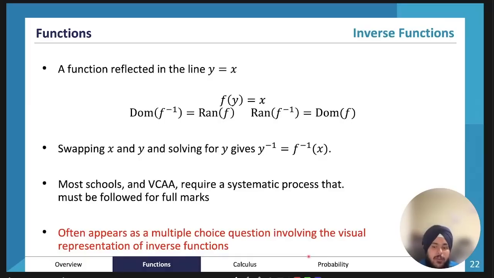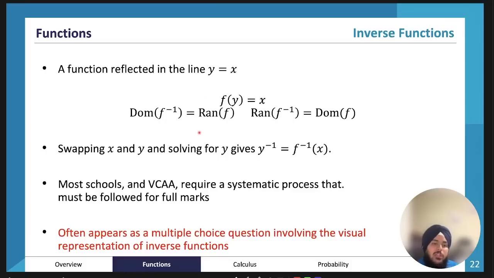Okay, so now we'll move on to inverse functions. Inverse functions are essentially where we have a function that is reflected in the line y equals x. But simply speaking, we're swapping the x and y variables, so the x becomes the y and the y becomes the x. The notation here is f inverse. It's not really the power of negative 1, it's just the way that we denote inverse: f to the negative 1 or g to the negative 1.